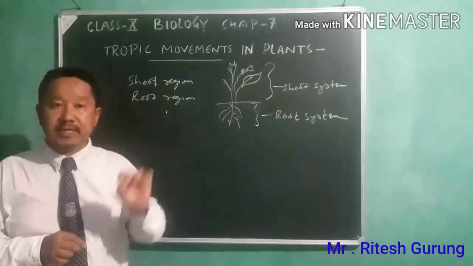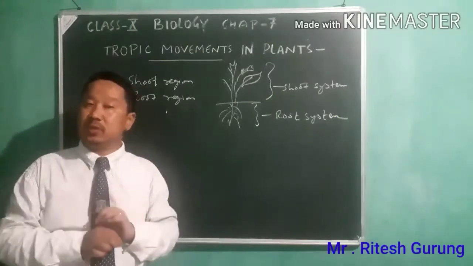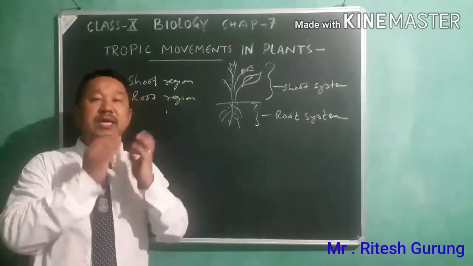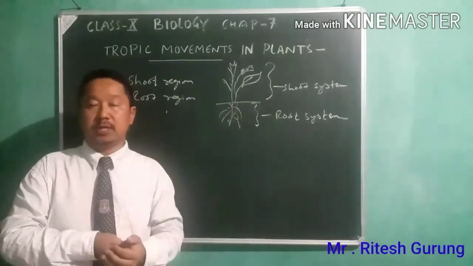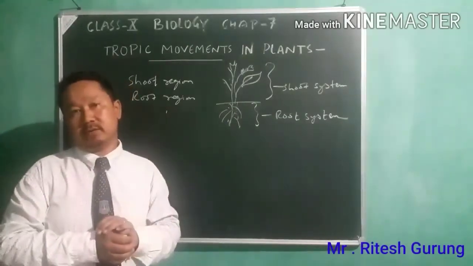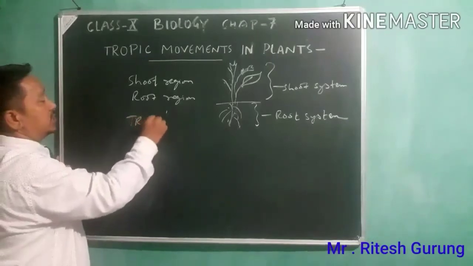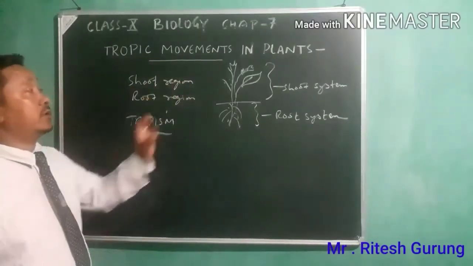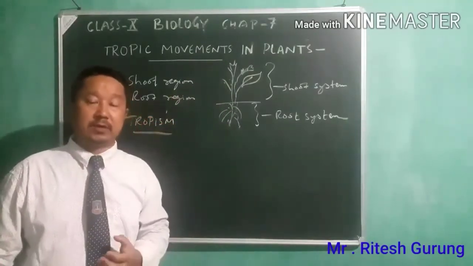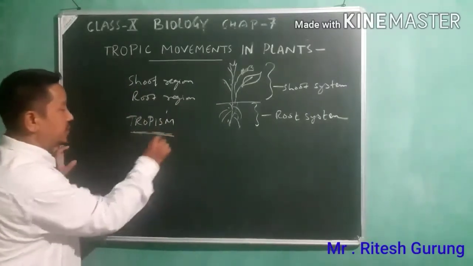So the direction of the response is related to the direction from which the stimulus comes. It's very obvious. Towards which side the response has to be shown is directly related to the direction from which the stimulus is coming. Such a response of the plant parts towards the source of stimuli is called tropism.